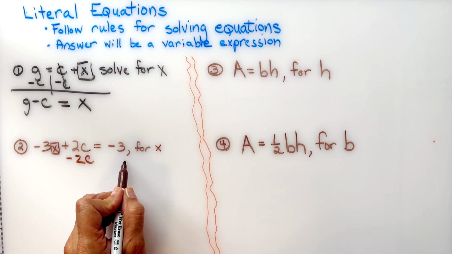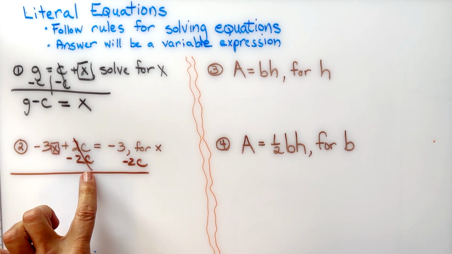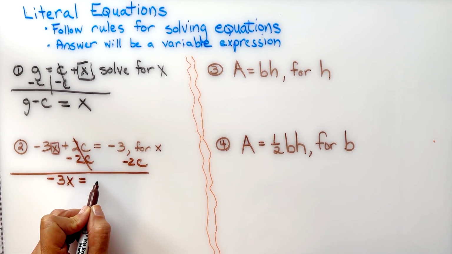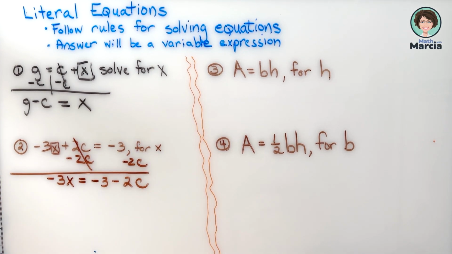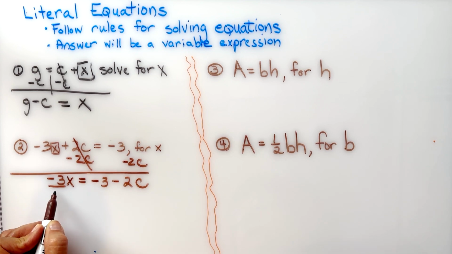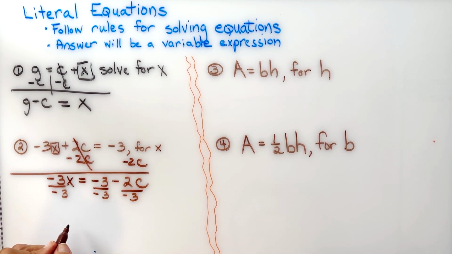I'm subtracting 2c from both sides. My goal was to cancel the c out, so I end up with a negative 3x equals a negative 3 minus 2c. Now, the very last step, we see we have a negative 3 with the x, so we're going to divide everything here by a negative 3. And so you end up with x is equal to 1, because that's a positive 1.